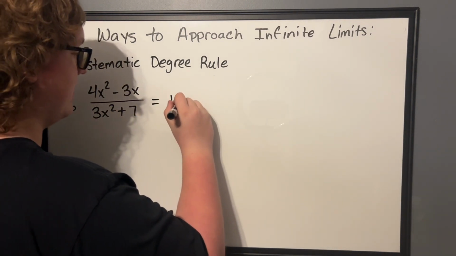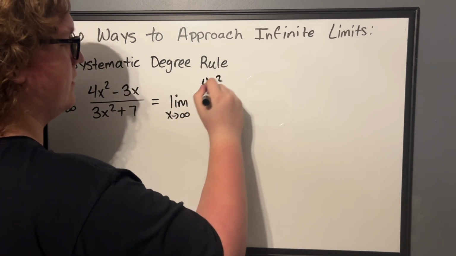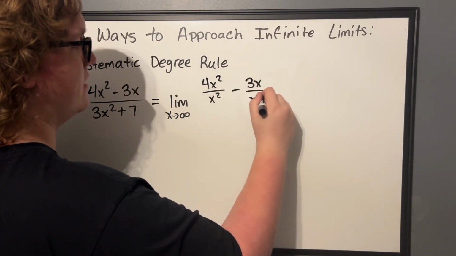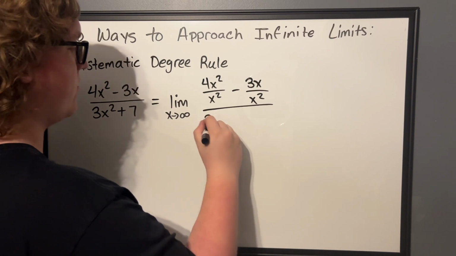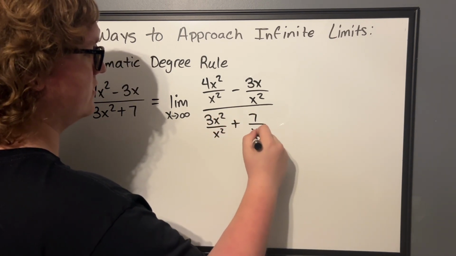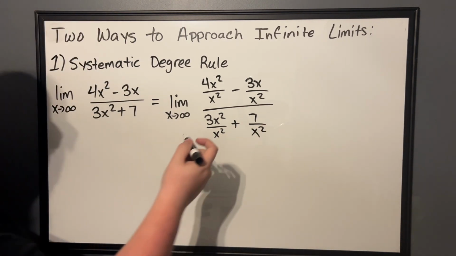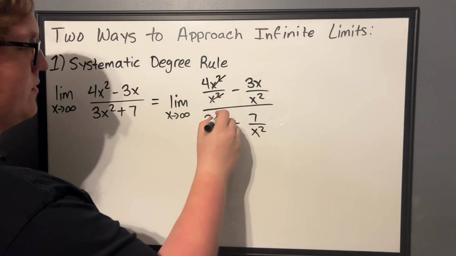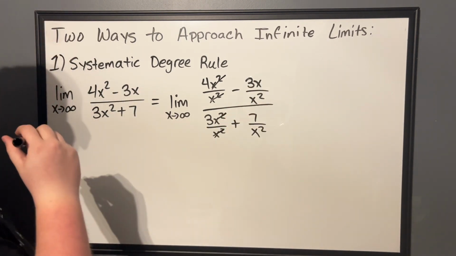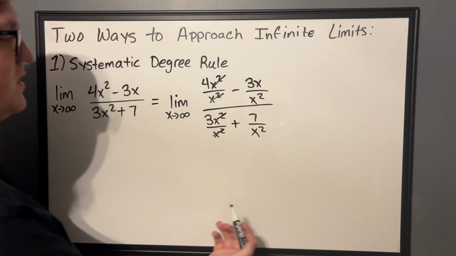So now we're going to have the limit as x goes to infinity of 4x squared over x squared minus 3x over x squared, over 3x squared over x squared plus 7 over x squared. So again, we need to do some simplifying here. The 4x squared over x squared, of course, are going to cancel. Same with this one. Now, this one isn't going to change, but this one we have an extra copy of x in the numerator and x squared in the denominator. So eventually we're just going to cancel this one out and only have an x in the denominator.